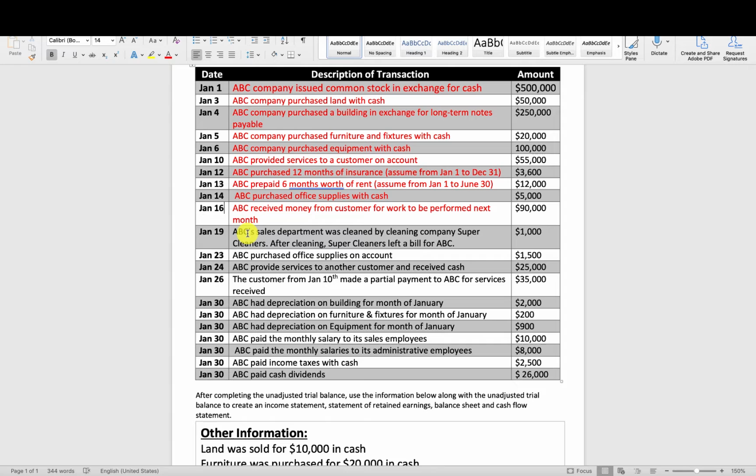All right. So on January 19th, ABC sales department was cleaned by a cleaning company, Super Cleaners. After cleaning, Super Cleaners left a bill for ABC. So this is important because Super Cleaners came to clean, and we didn't pay Super Cleaners. Super Cleaners left a bill, and we will pay them later. And this is for the sales department, so this is a cleaning expense. So you received cleaning services. So for ABC, that's a cleaning expense, and ABC is going to pay them later, so they owe money.